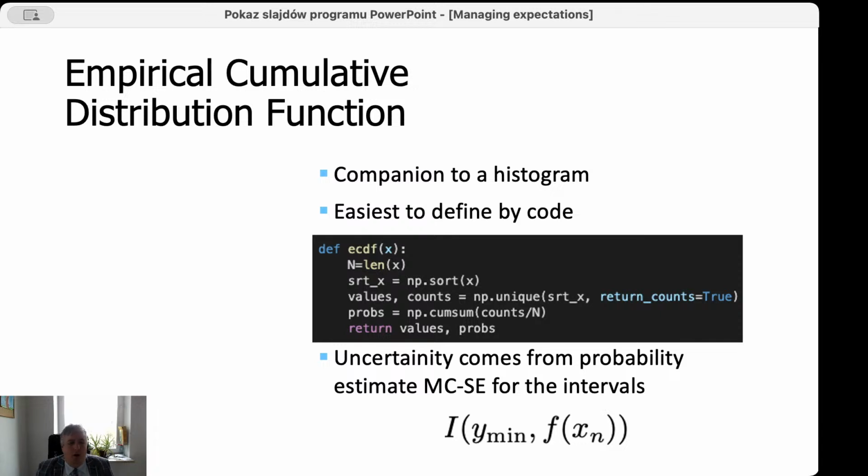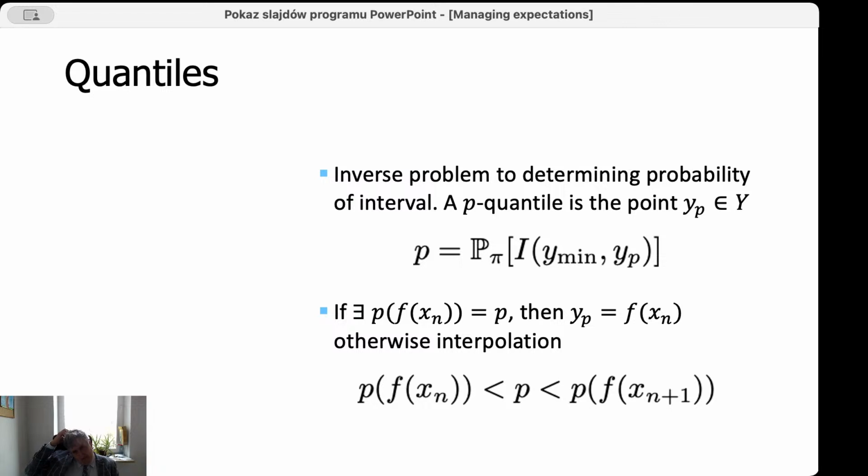And because it is actually a collection of all possible interval estimates from the lower end of the interval up to the highest end of the interval, the probability of something belonging to the entire probability space, its uncertainty, is analogous to the estimates of probability estimates.